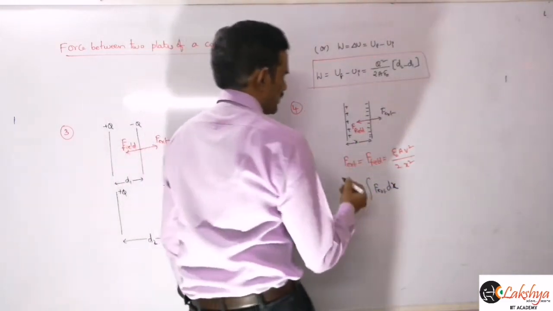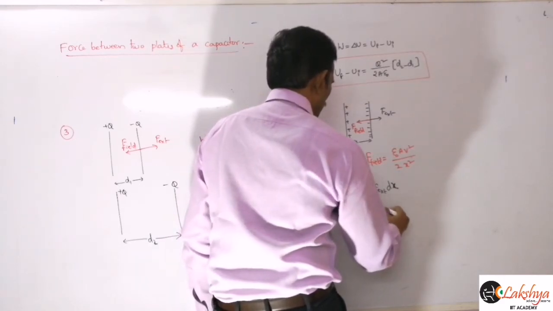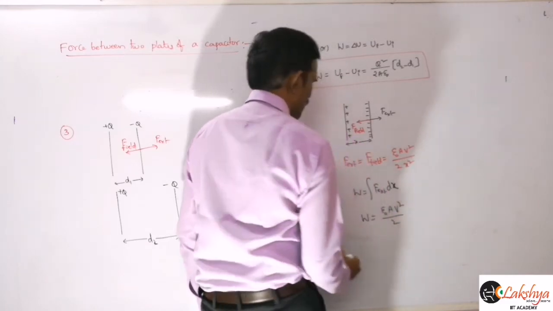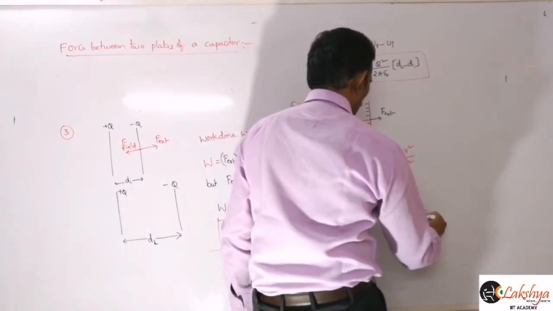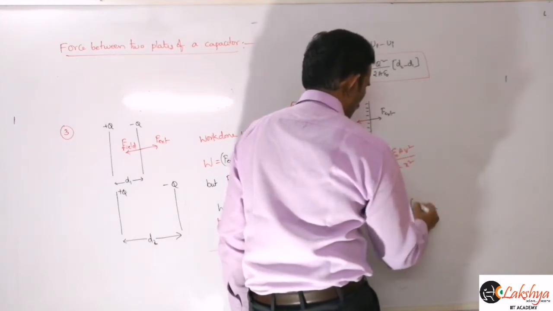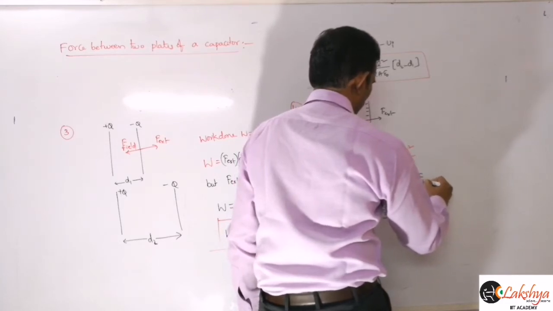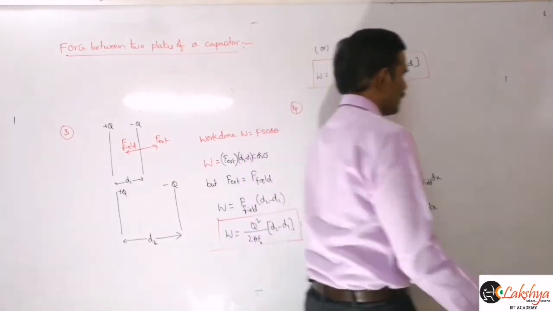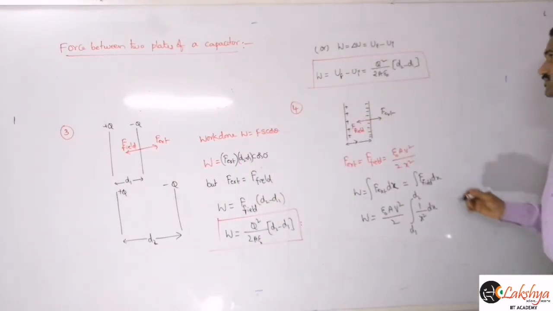So let us substitute those values and integrate this. So this is epsilon naught A into V square by 2, it is a constant value. So the integral of 1 by x square into dx, and this is from D1 to D2 limits. So you need to write the limits from D1 to D2 here and then integrate this.